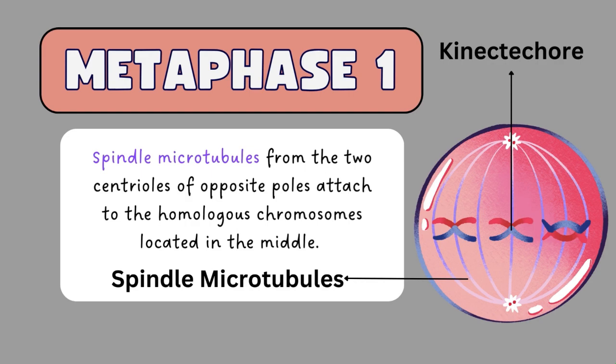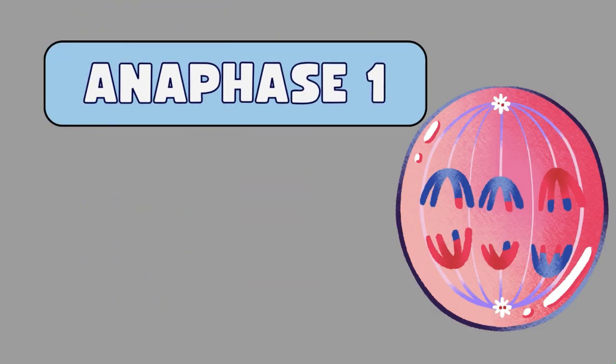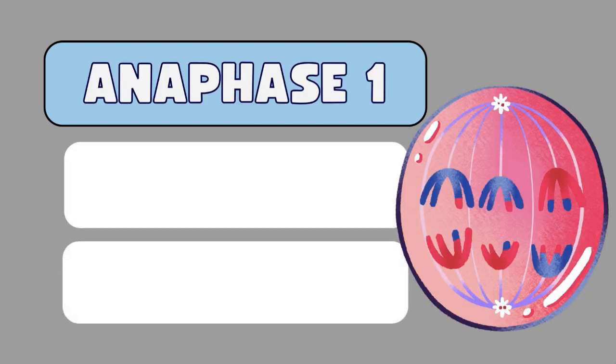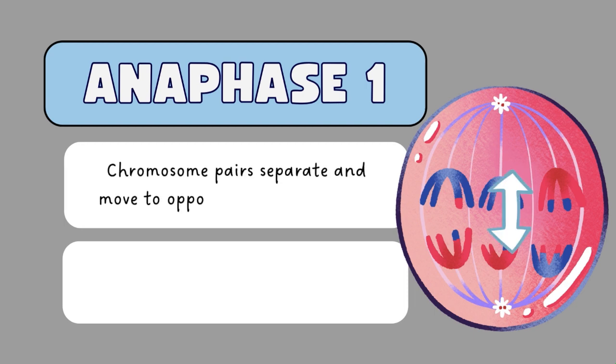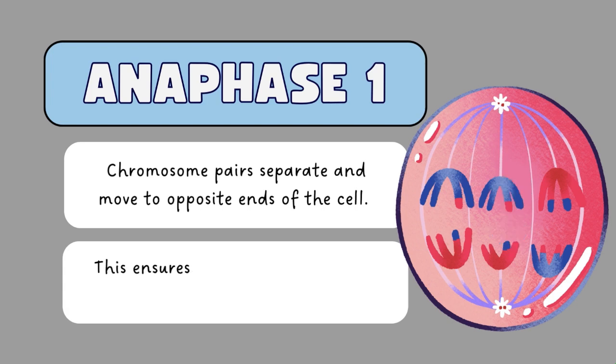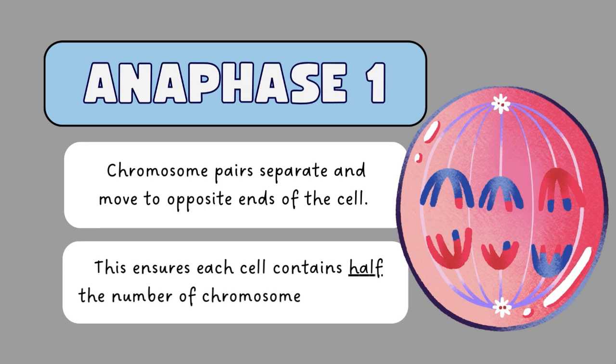Anaphase 1. Anaphase 1 is marked by the movement of the chromosomes of each homologous pair toward the opposite poles. Chromosome pairs separate and move to opposite ends of the cell. This ensures each cell contains half the number of chromosomes, or haploid.